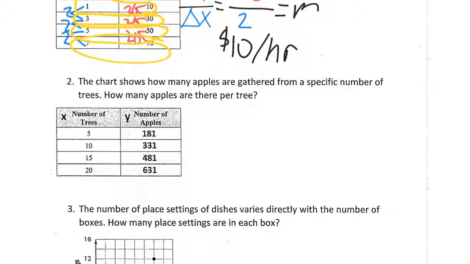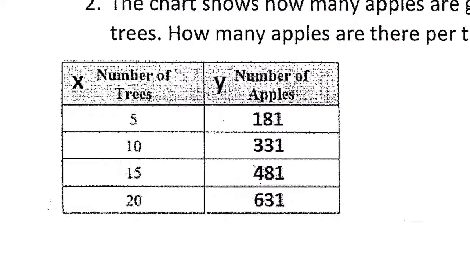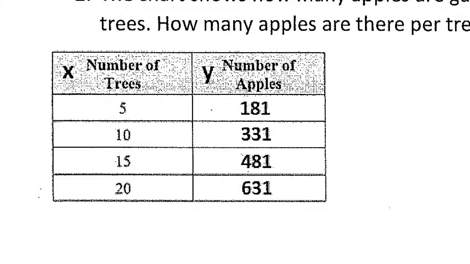So number 2 says the chart shows how many apples are gathered from a specific number of trees. How many apples are there per tree? Now, this is actually something that should be a unit rate or a constant rate of change. I had to change up the situation a little bit to make this different. So this one is one where you should just be able to divide and get the answer, but for this one, it's not going to be. So same route that we took last time. We are going to do the change of Y over the change of X.